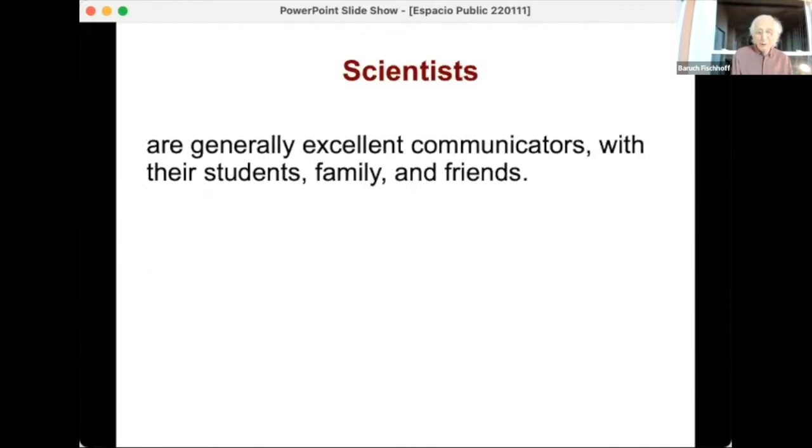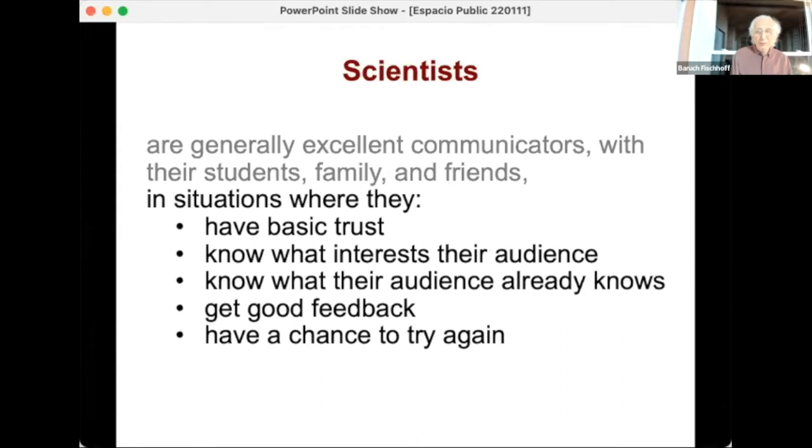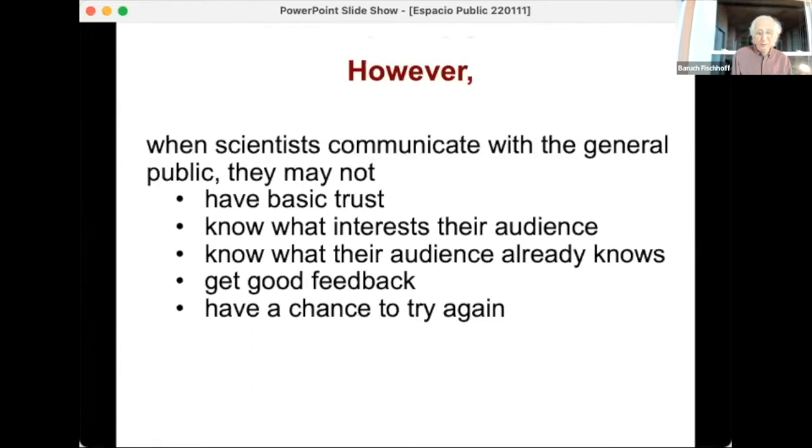Scientists are generally excellent communicators when talking to their students, their family, and their friends. That occurs in situations where scientists have people's basic trust. They know what interests their audience, so they can tailor the content of their message. They know what their audience already knows, so they don't talk down to them or talk over their head. They get good feedback. If people don't understand, they'll tell you. If your students don't understand, they won't get the questions right on the test, and you have a chance to try again if you haven't got it right.